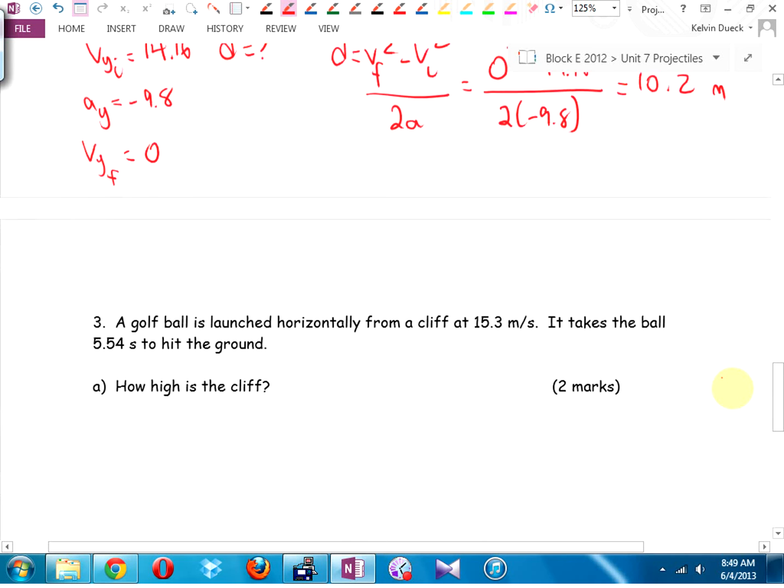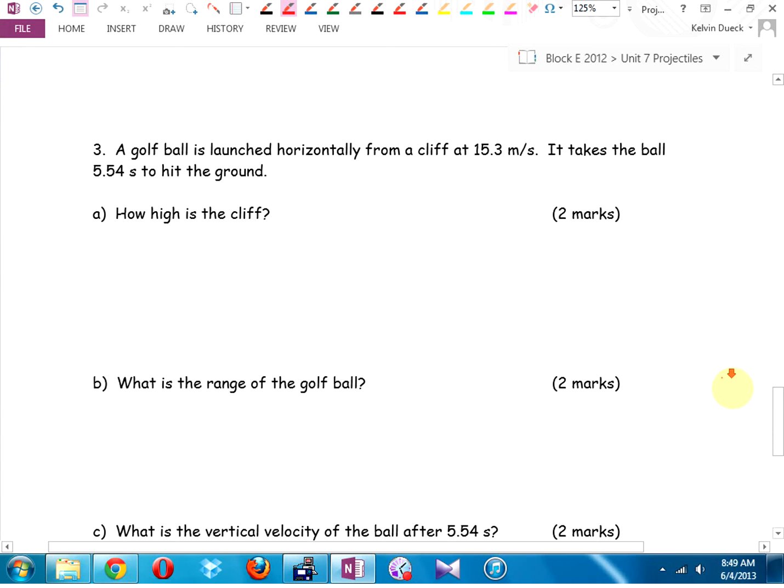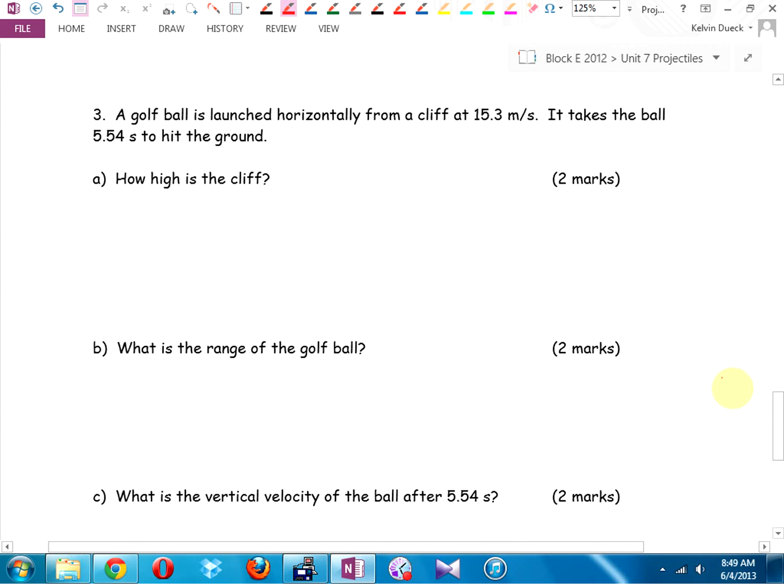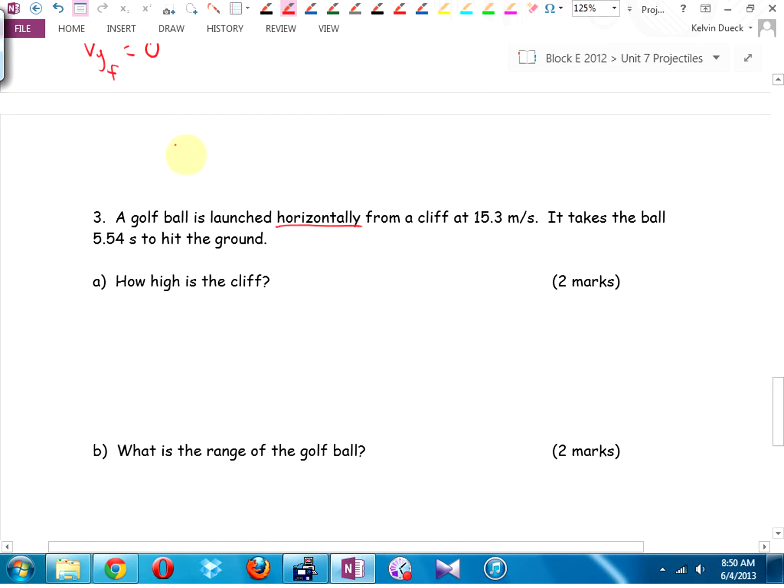Turn the page! A golf ball is launched horizontally from a cliff at 15.3 meters per second. Horizontally, I'd probably underline that word. It takes the ball 5.54 seconds to hit the ground. Oh, William, they gave me the time. That's going to make this question a lot easier. All they've told me is this. They haven't given me any other displacements at all.